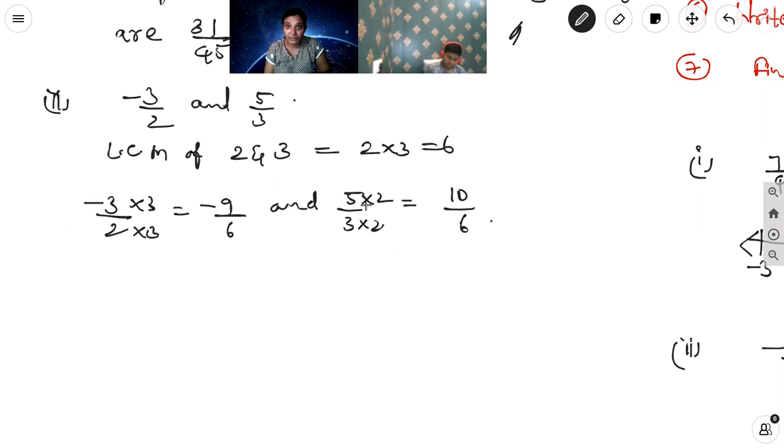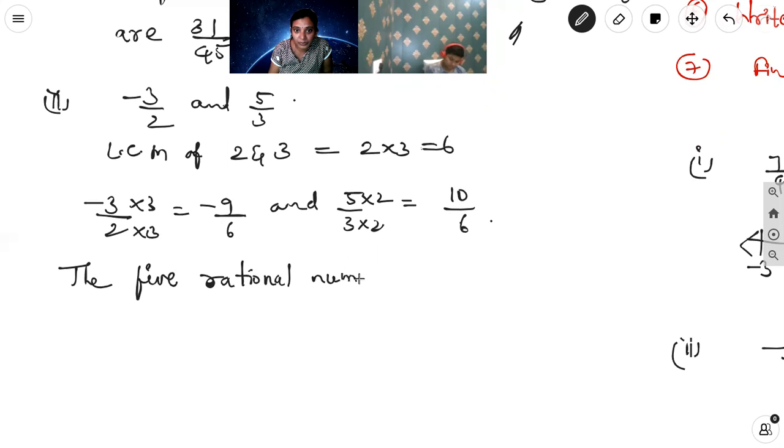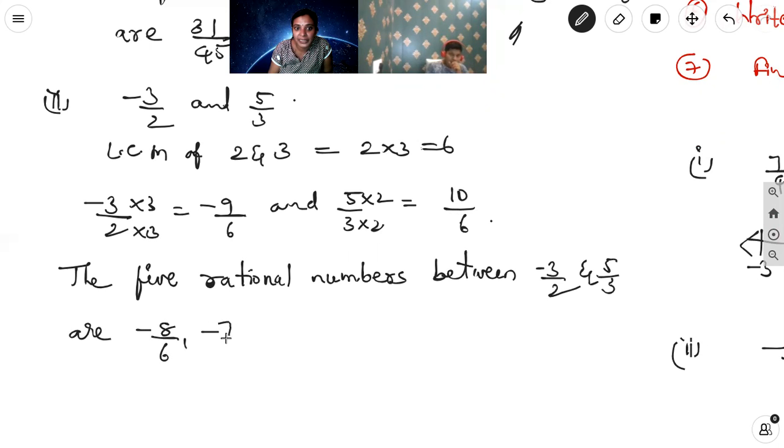Simply we are getting 5 rational numbers. Why? Because between minus 9 by 6 and 10 by 6 we have 5 rational numbers. Between minus 3 by 2 and 5 by 3 they are minus 8 by 6, minus 7 by 6, minus 5 by 6, minus 4 by 6, 0. These all will come.